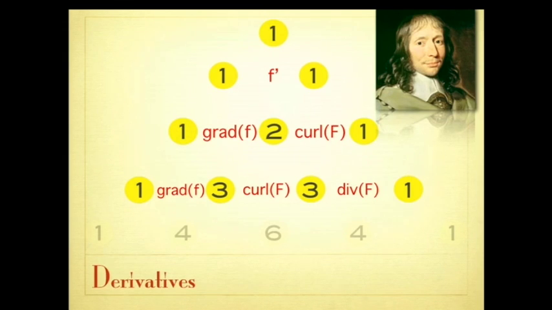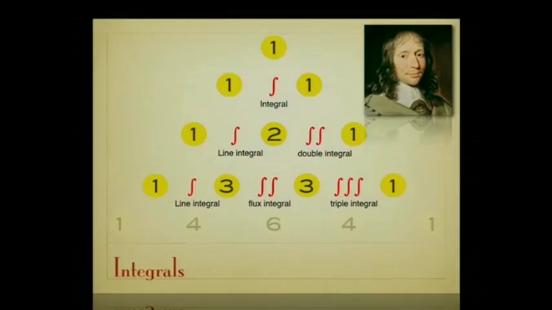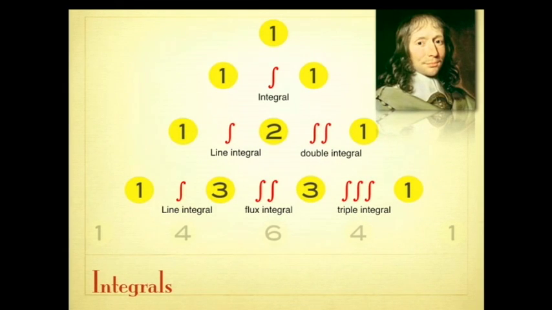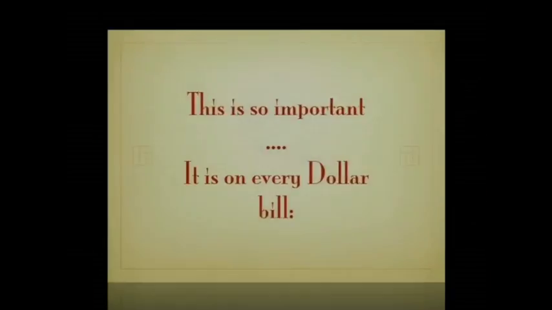These are the derivatives. So we have the curl, the divergence, and the gradient. This triangle really gives the picture very well: from scalar fields to vector fields to vector fields to scalar fields. It's really a nice triangle. And also for integrals, we have the same triangle. In 2 dimensions, we have the line integral and double integral. In 3 dimensions, we have the line integral, flux integral, and triple integral. And it's always this triangle, and it's so important.